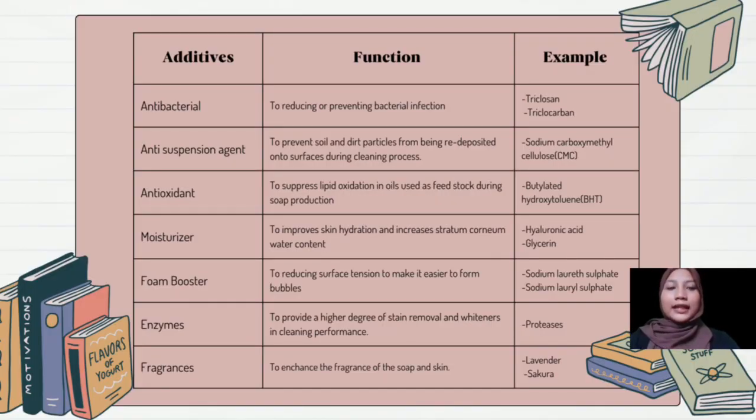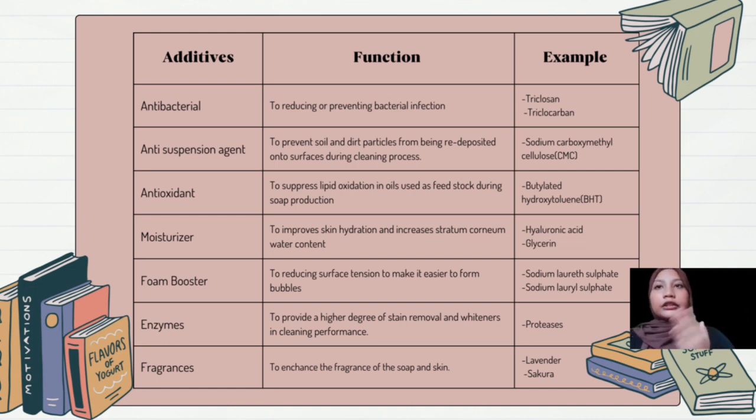The last but not least part is additive. Here are some examples of additives in soap. So here we have antibacterial, anti-redeposition agent, antioxidant, moisturizer, foam booster, enzymes, and fragrance. So let's check this out one by one.